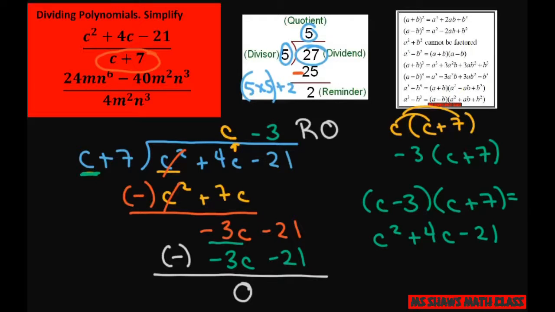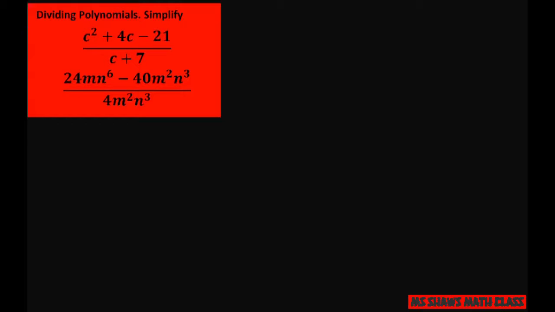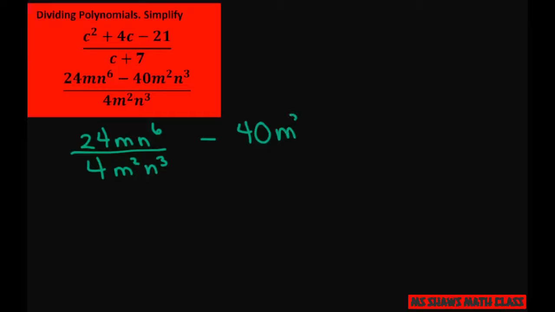Now the second one's a little different. We have monomials, so what I do is I rewrite this with the divisor under each monomial. So that's going to be 24m squared n cubed. All right, minus 40m squared n cubed divided by our divisor, 4m squared n cubed.